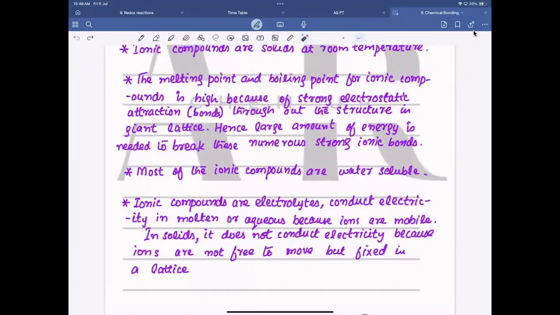Okay, so most of them are water soluble. They are electrolytes. Electrolyte means that they conduct electricity when molten or aqueous, because when they become molten or aqueous, the ions are mobile and free to move. In solid, they do not conduct electricity because the ions are fixed at their positions. They are not able to move, right?